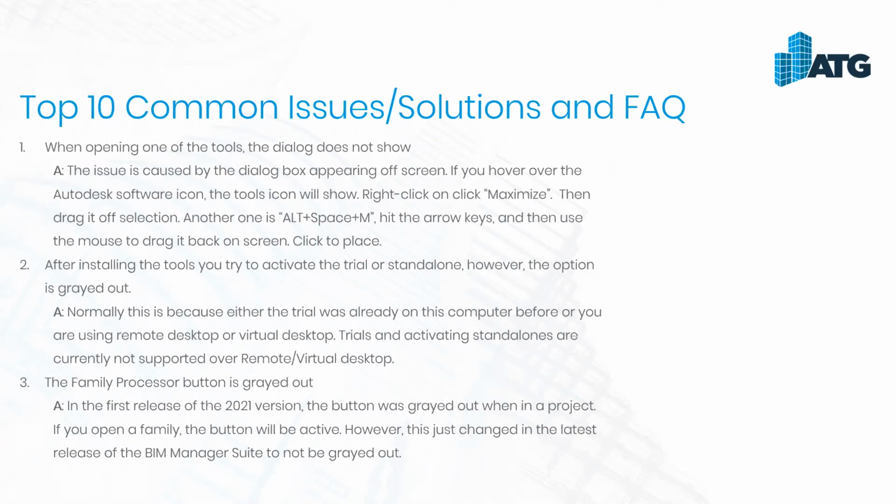Another one that we've been seeing quite a bit is the family processor button is grayed out. When CTC released the 2021 version of the suites for the BIM Manager Suite, the button was grayed out while you're in a project scenario. However, if you opened a family, the button would become active, and then you can use it.